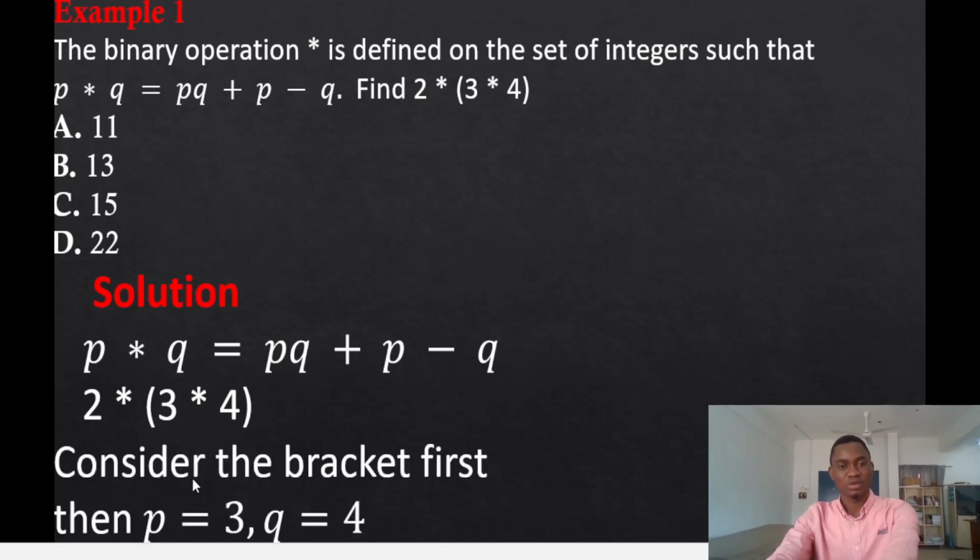Now our P is 3, as you can see, then our Q is 4. So don't just see 3 as 3. Most times see it as the first element. It will be better, it will not confuse you. So 3 is the first element, which is like P. Then 4 is the second element, which is like Q. And we are going to combine them in this manner. PQ plus P minus Q. Okay, let us proceed.